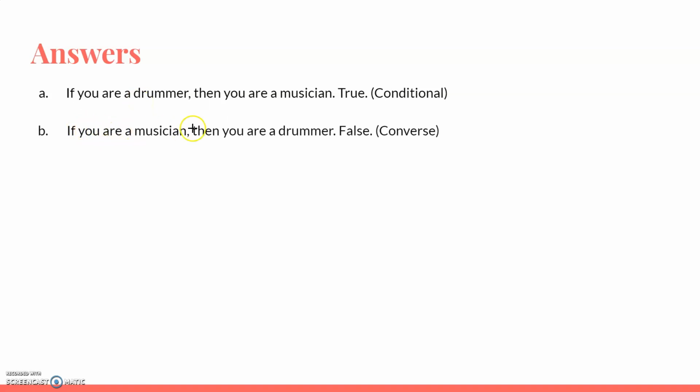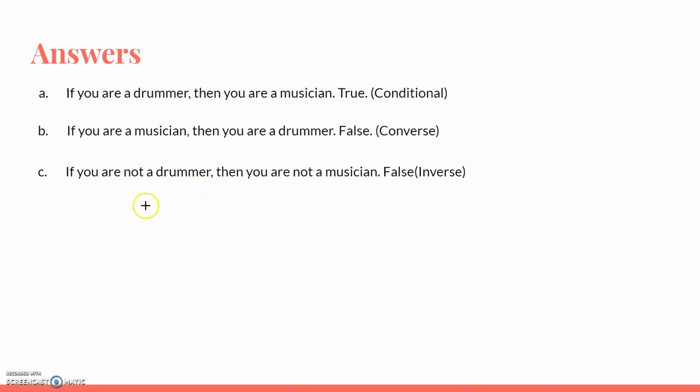Next, if you are a musician, then you are a drummer. That's the converse. That is false. You do not have to be a drummer in order to be a musician. You can play many other instruments. Next, if you are not a drummer, then you are not a musician. That is false, because you do not need to be a drummer to be a musician. You can be a saxophone player or a trumpet player. Here it says that you need to be a drummer or else you're not a musician.